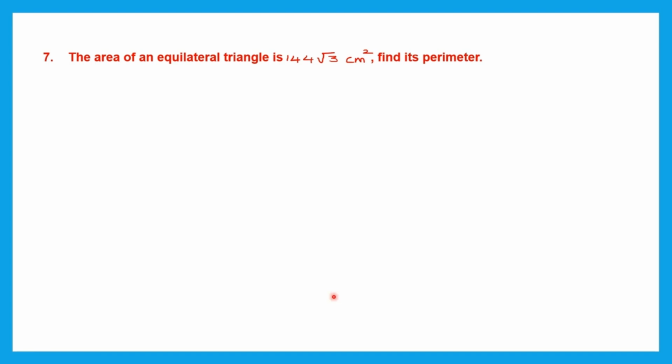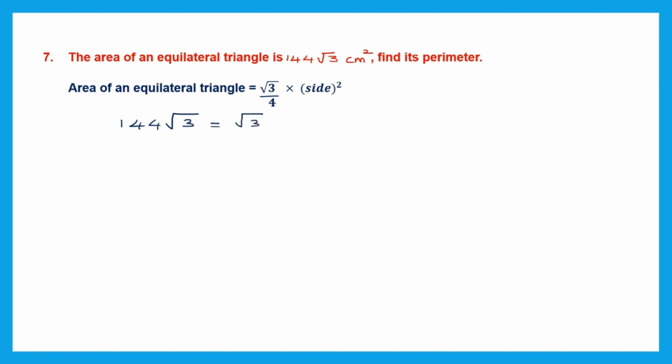But here we're going to use another formula and that will be area of an equilateral triangle will be equal to root 3 by 4 into side square. So from this we can find the value of the side. So this is another formula that we can apply. So area of an equilateral triangle is given to us already, which is 144 root 3. And this is equal to root 3 by 4 into side square.